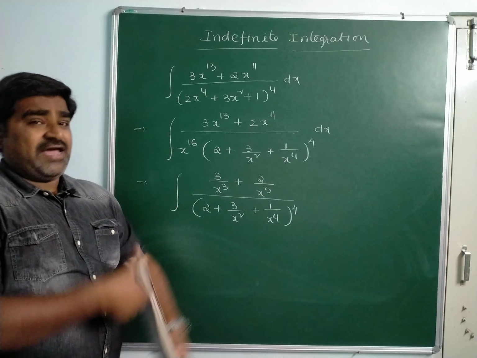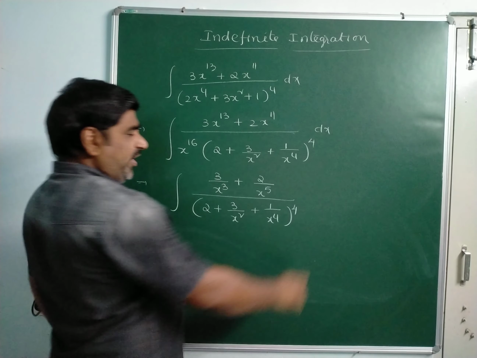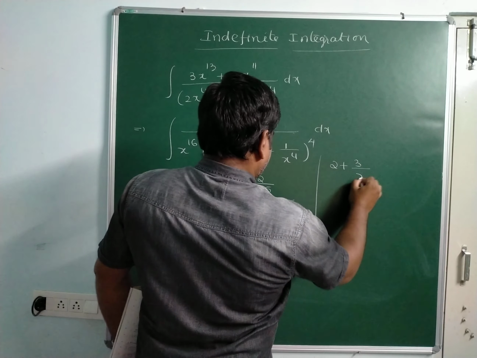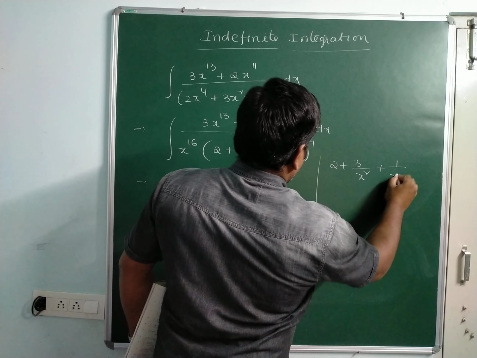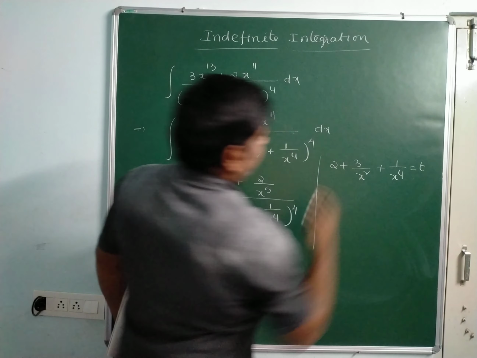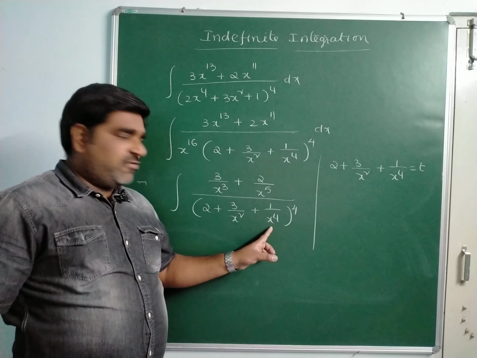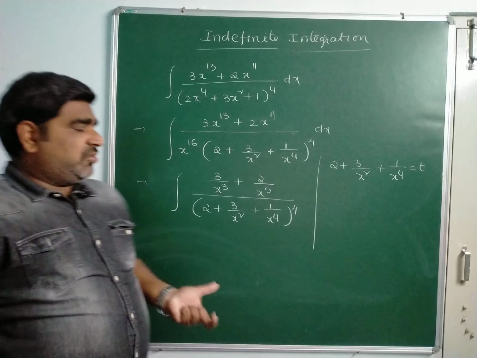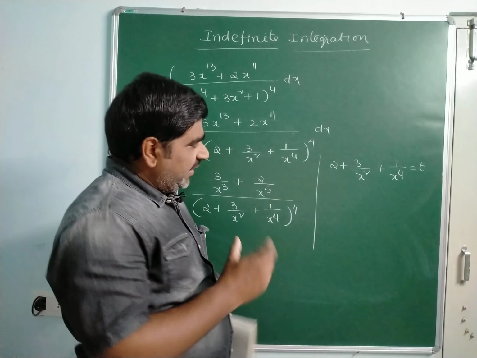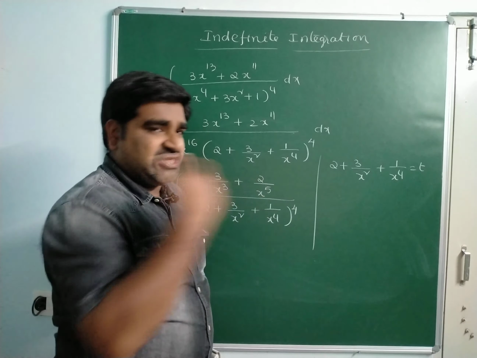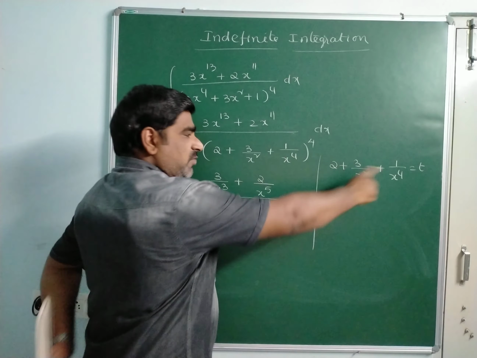Right. So now here I am going to take the substitution. What do you take the substitution, sir? Let me explain. I am going to take the substitution as 2 plus 3 by x square plus 1 by x to the power of 4 as t. Right. So in indefinite integration, if you take the substitution, immediately you have to differentiate it. So let us take the differentiation on both sides.